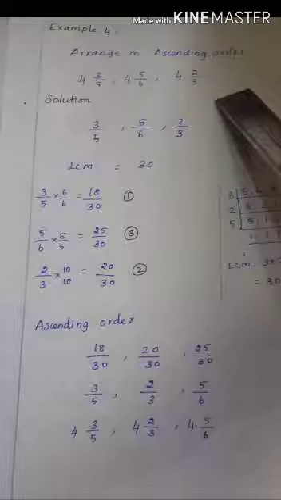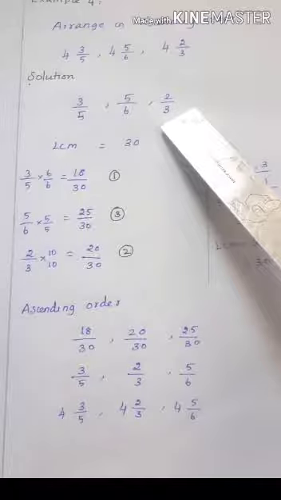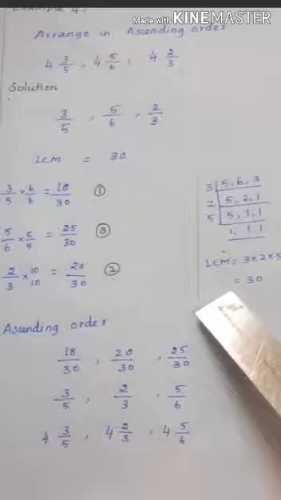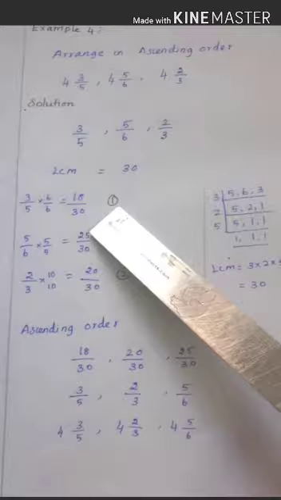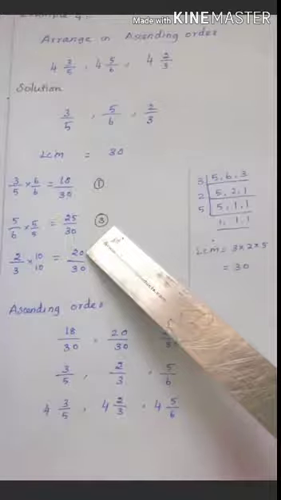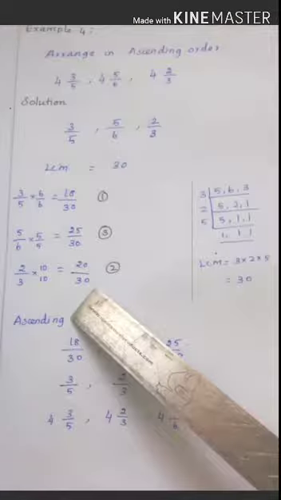Another example, let us take 4 3 by 5, 4 5 by 6 and 4 2 by 3. Here all the whole numbers are same. So take the fractions alone, 3 by 5, 5 by 6 and 2 by 3. The denominators are different. So take the LCM. The LCM is 30. Then convert the denominators into 30. So 3 by 5 is equal to 18 by 30. 5 by 6 is equal to 25 by 30. And 2 by 3 is equal to 20 by 30.